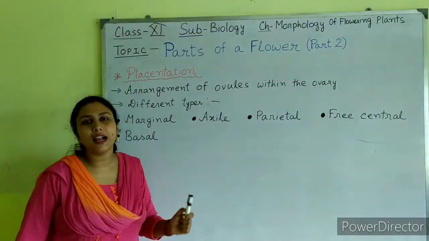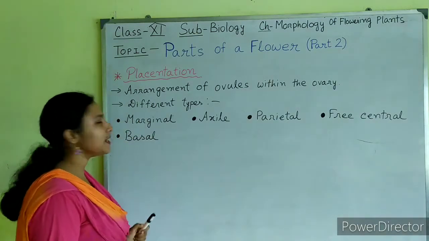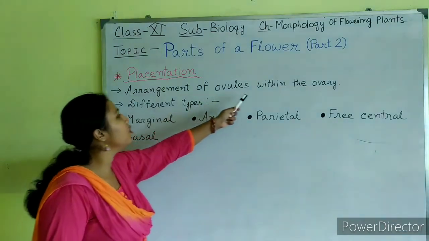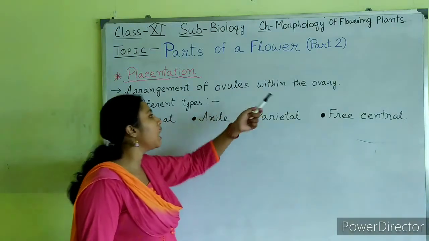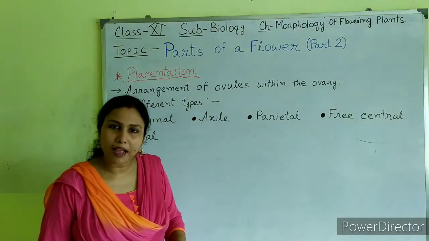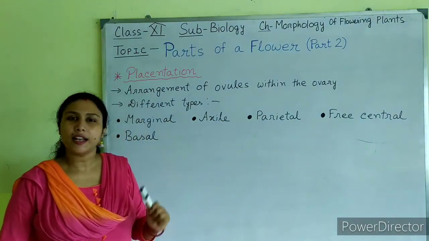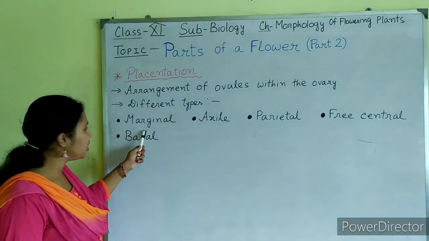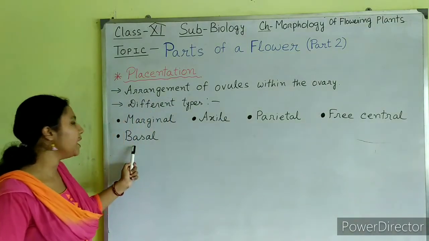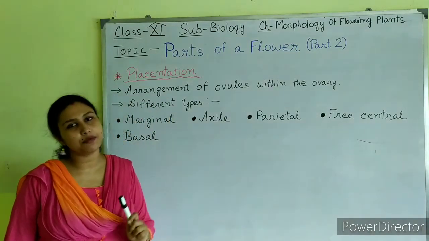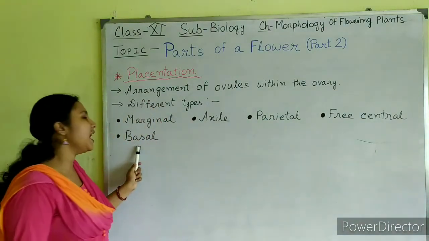Now students, we will learn about placentation. What is placentation? Placentation is the arrangement of ovules within the ovary. Placentation can be of different types. Let us learn what they are: marginal, axial, parietal, free central and basal. These are the different types of placentation.